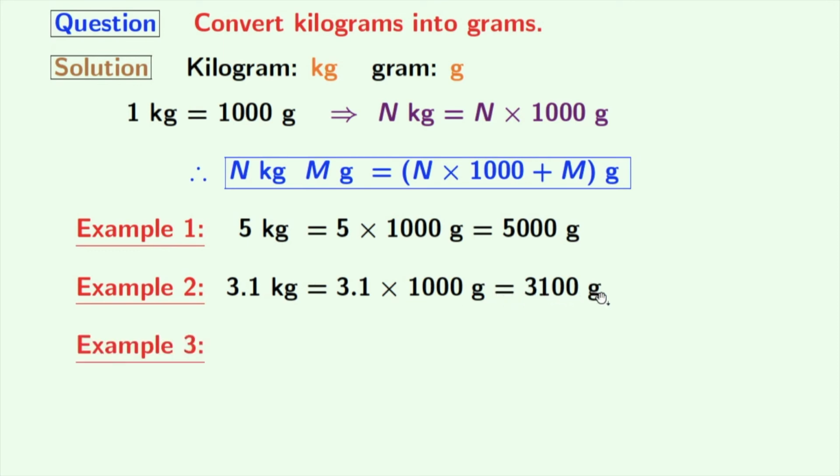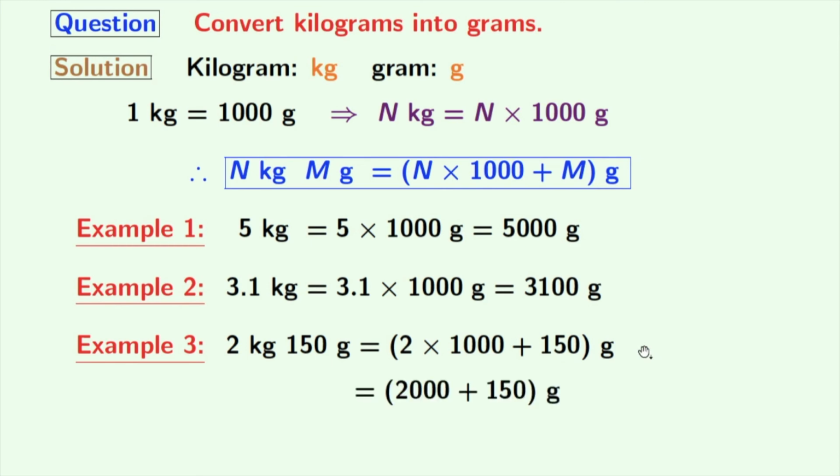In our third example, we have 2 kilograms 150 grams. We will use this fact in this example. Doing that, we get 2 times 1000 plus 150 grams. Simplifying, we get 2000 plus 150 grams, which is equal to 2150 grams.